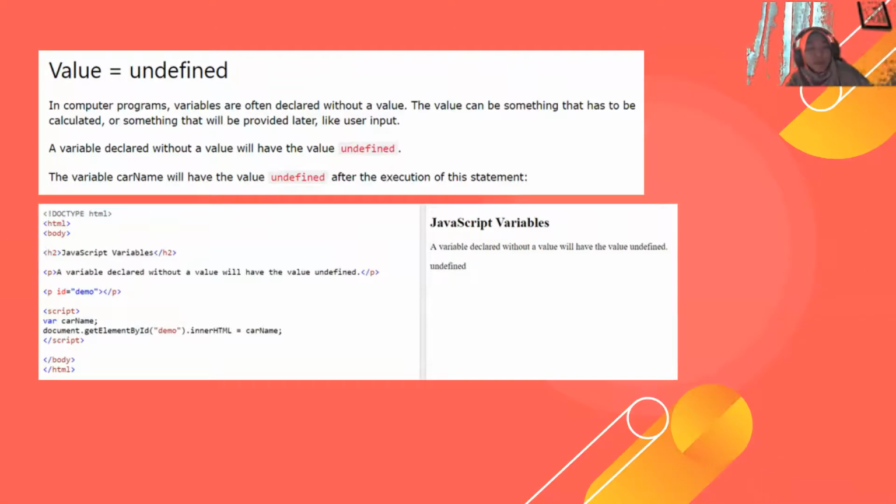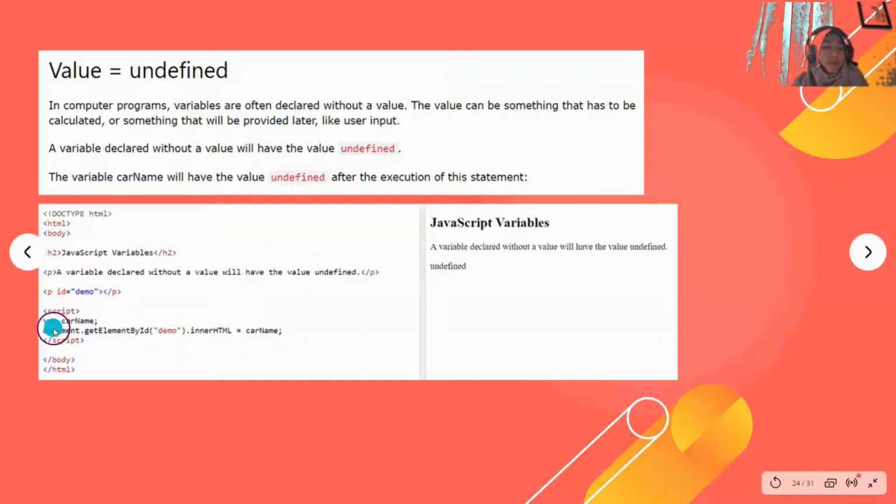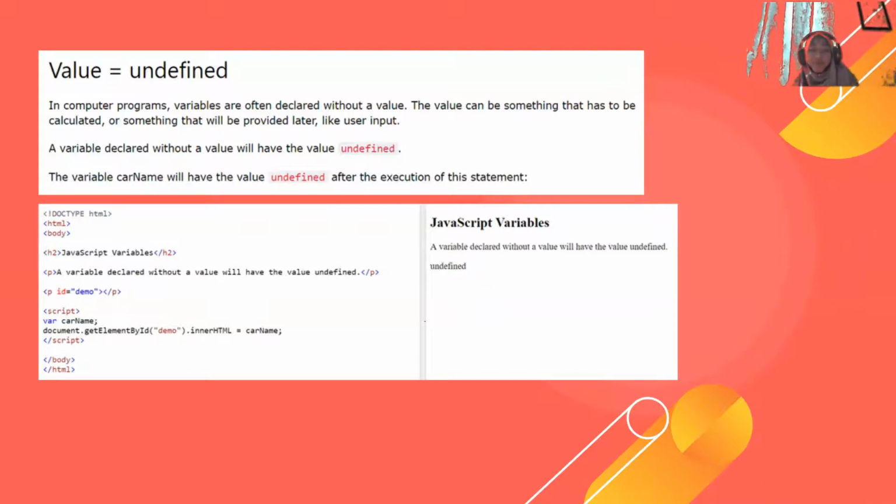As I mentioned, when you declare a variable, it will automatically have the undefined value if you don't assign a value. For example, you have var carName, and then you want to display the carName, but you don't have the value yet. In the browser, it will display undefined output. Not an error, just undefined.